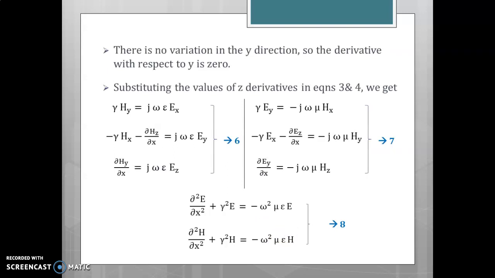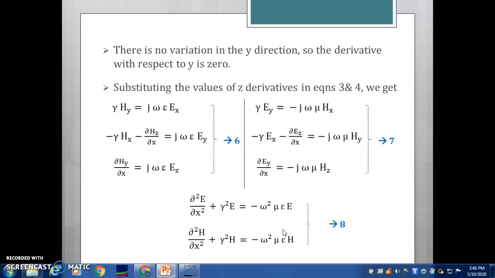And since there is no variation in the y direction, the derivative with respect to y is equal to 0. Now substituting all the derivatives in equation number 3 and equation number 4 will result in equation 6 and equation 7. And similarly here, this is your wave equation.